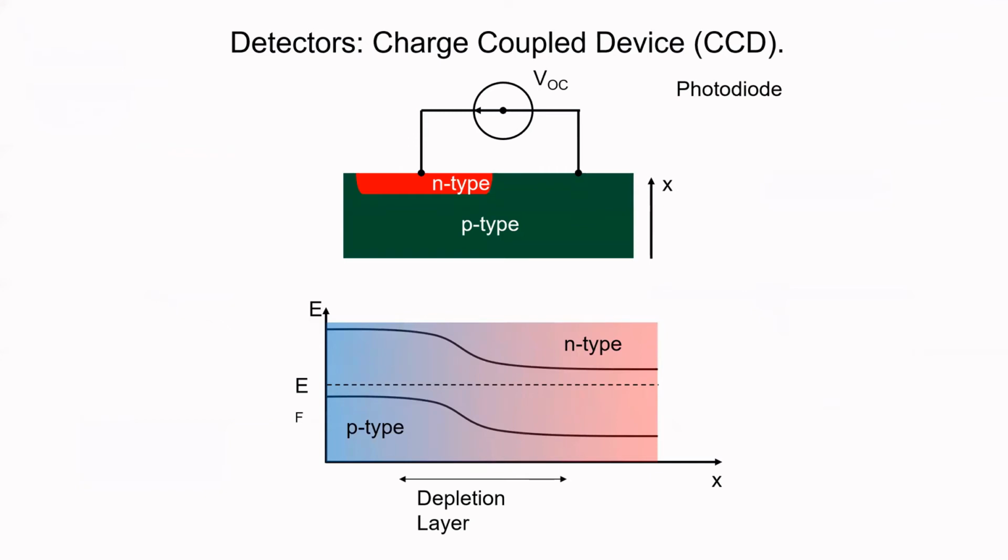If you want to go to the next level of a slightly more sophisticated detector, then one of the common ones that gets used is a charge coupled device. So at its heart, it's just behaving like a photodiode. So you have a p-n junction and you create the charge carriers through the absorption of the light.